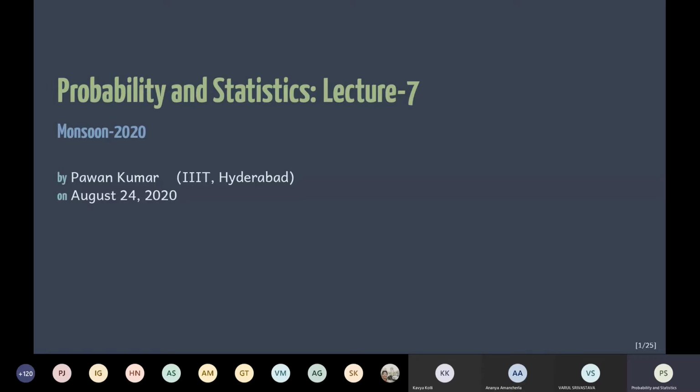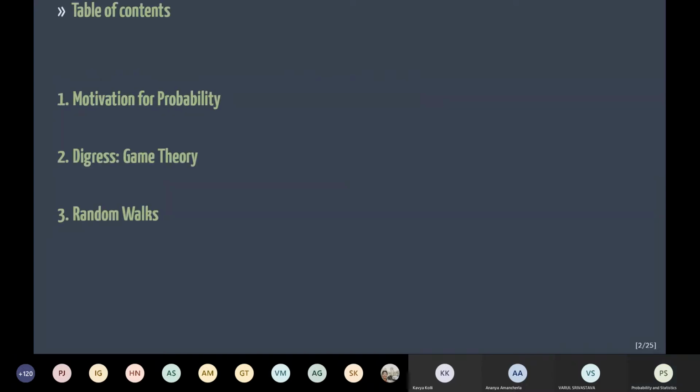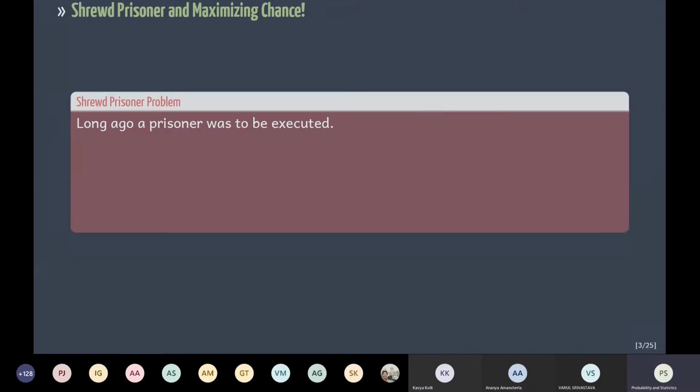This will be lecture 7 of probability and statistics. So we will continue with where we left last time. We were discussing the prisoner problem, and then we will digress a bit, go to a related problem in game theory, and then we will see some random walks. And after that, we will also see some examples for conditional probability.